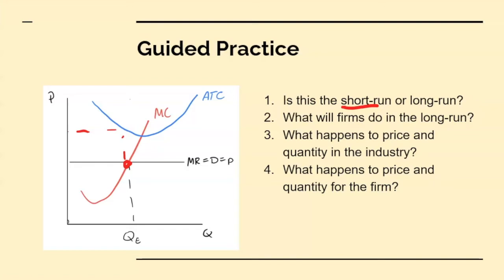Well, firms are going to leave the market, right? So when firms leave the market, the supply is going to decrease. That increases the equilibrium price, and so our marginal revenue price curve is going to shift up, bringing us to long run equilibrium here. All right, so that was short run to the long run.